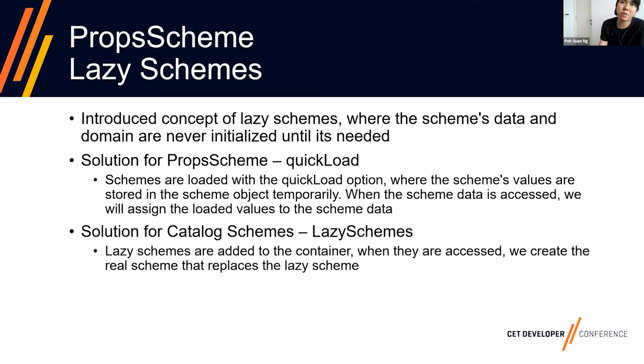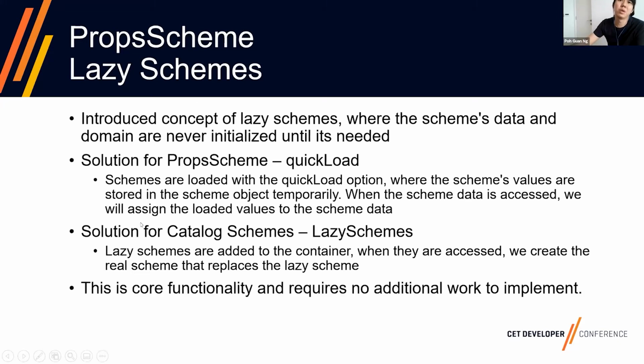But in order to implement the same laziness, what it does at that point is append the lazy scheme, which is like a placeholder scheme, into the container. Then when it's actually accessed, we swap it out with the real scheme. So the real scheme is not created until we need to access it. This is core functionality, and you don't need to do any additional work to implement it.